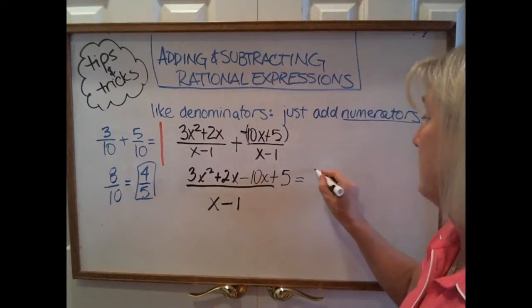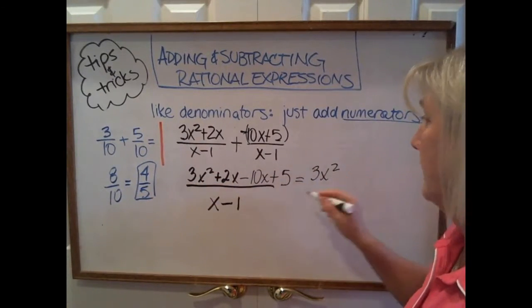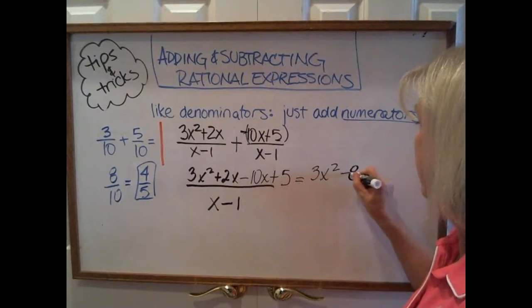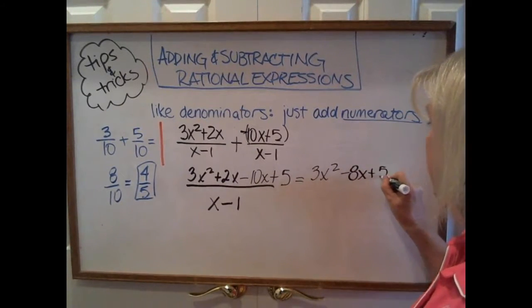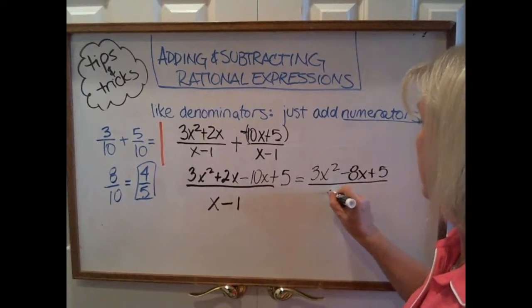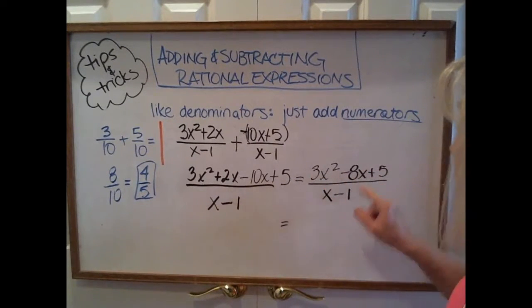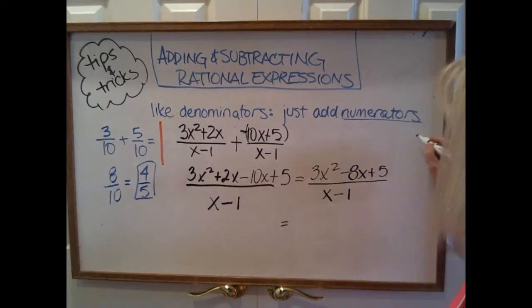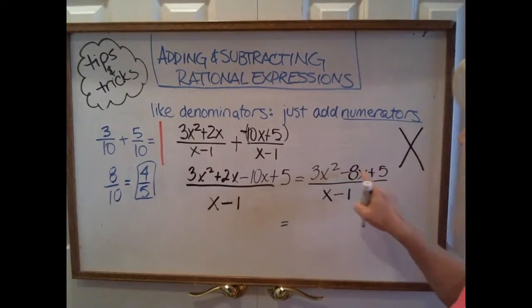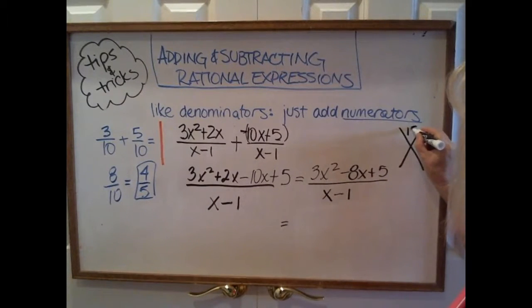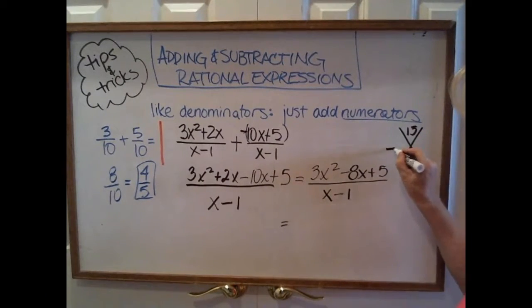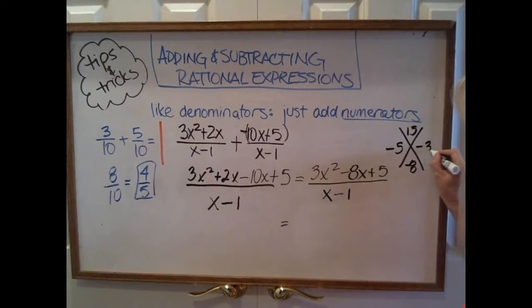So this is going to be 3x squared minus 8x plus 5 over x minus 1. So we have to see if it can factor to see if we can reduce this. So we're going to do our factoring with the coefficient in front. So we go a times c, 3 times 5, which is 15. And we want numbers that multiply to 15 and add to negative 8, and that would be negative 5 and negative 3.